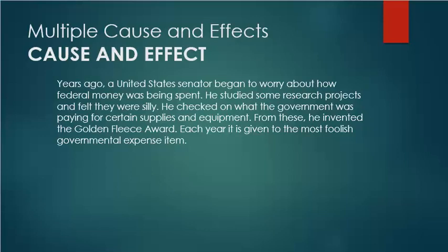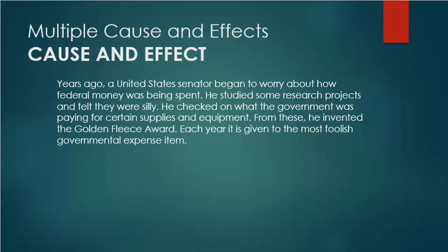Years ago, a United States senator began to worry about how federal money was being spent. He studied some research projects and felt they were silly. He checked on what the government was paying for certain supplies and equipment. From these, he invented the Golden Fleece Award. Each year, it is given to the most foolish government expense item. What a great idea.